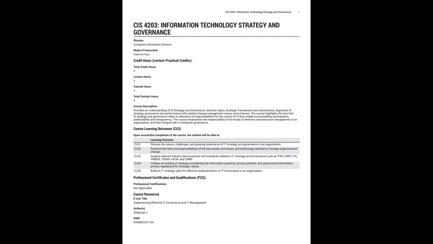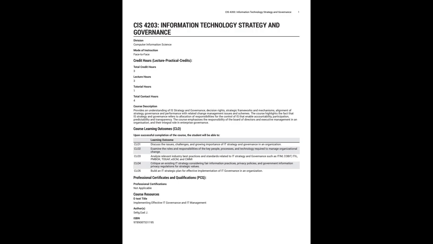So this course is CIS 4203. It's called IT Strategy and Governance. It's a 3 credit hour course. There are no labs for this course, but we have case studies.